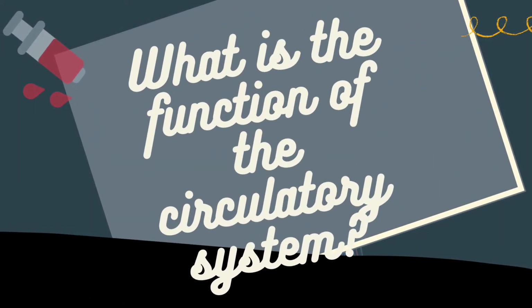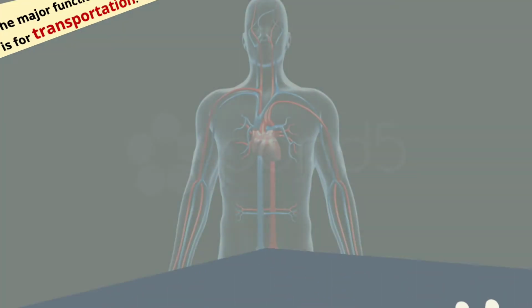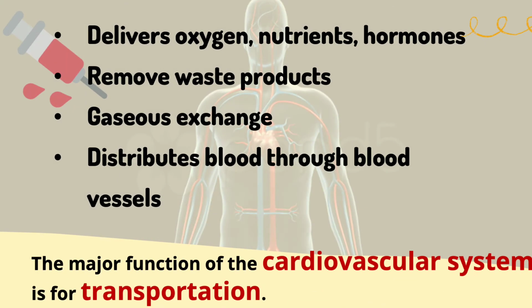What is the function of the circulatory system? The circulatory system delivers oxygen, nutrients, hormones, among others. It also is responsible for the removal of waste products and the exchange of carbon dioxide and oxygen. It also distributes blood throughout the body. The major function of the cardiovascular system is for transportation.